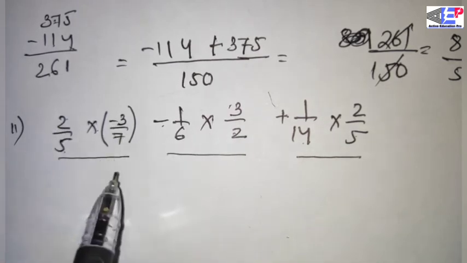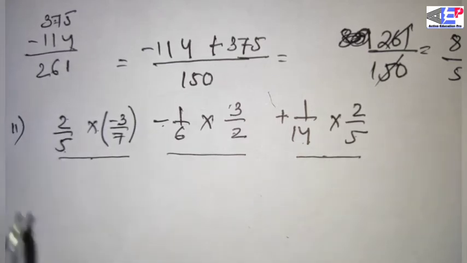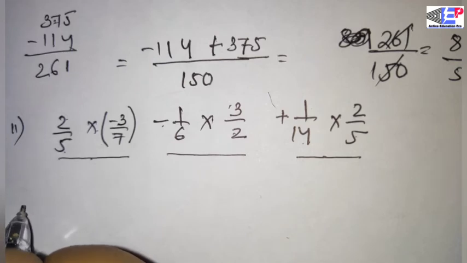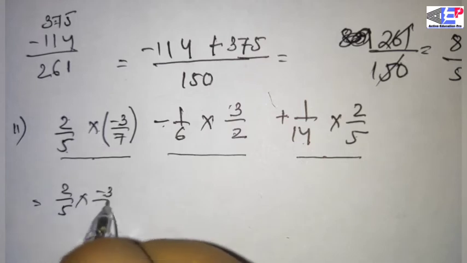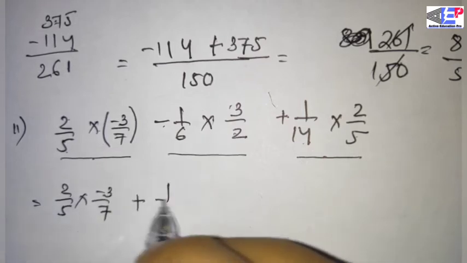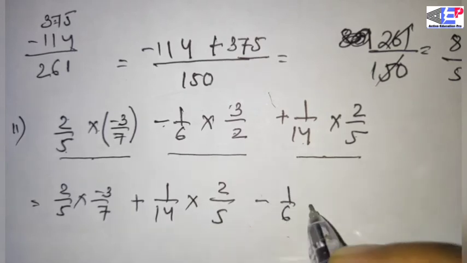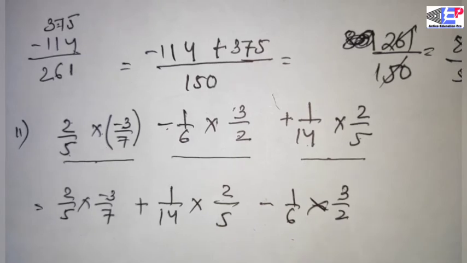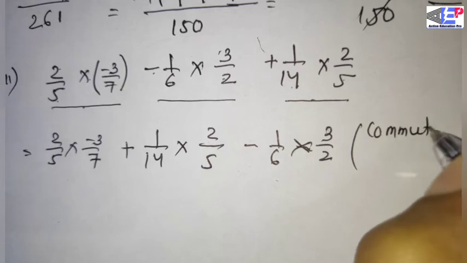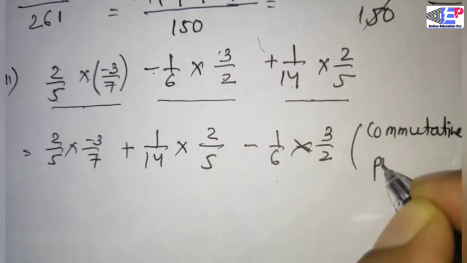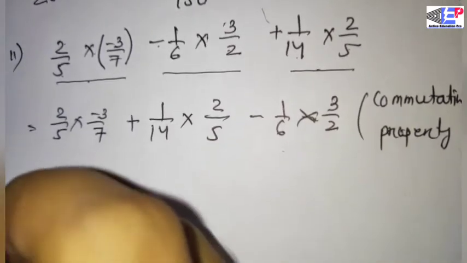Now check here, in the first term and the last term, 2 by 5 is the common factor. So first take 2 by 5 into minus 3 by 7, this is the first term. Then plus 1 by 14 into 2 by 5, this is the third term. Then minus 1 by 6 into 3 by 2, this is the second term. This follows the commutative property of multiplication of rational numbers.